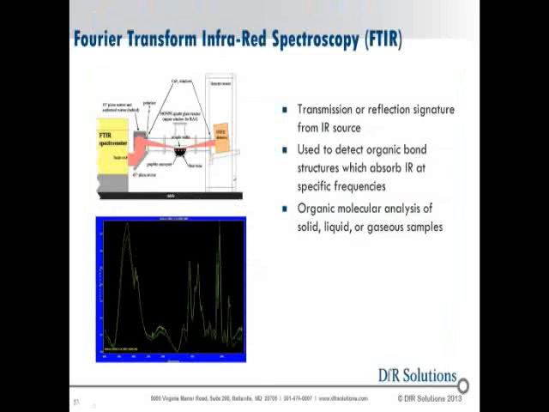Okay, and then finally we have Fourier transform infrared spectroscopy. This is another spectral technique, but this one, instead of looking for elements or ionics, is looking for organic substances. So this can find organic residues or contaminants on your circuit board.